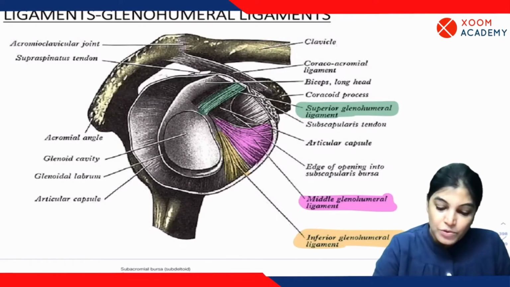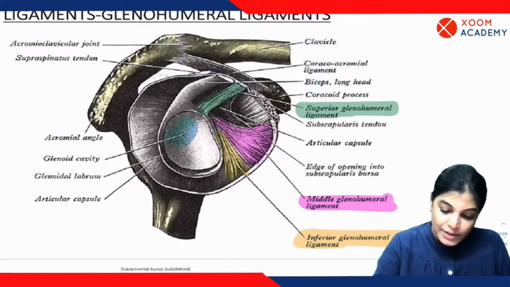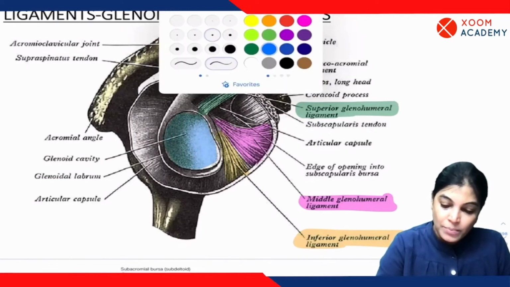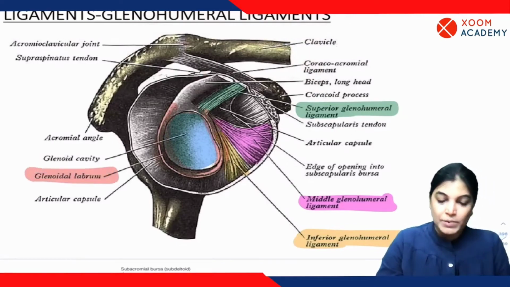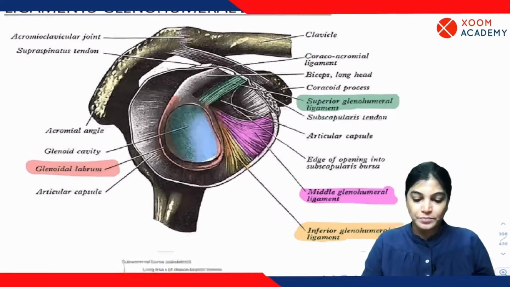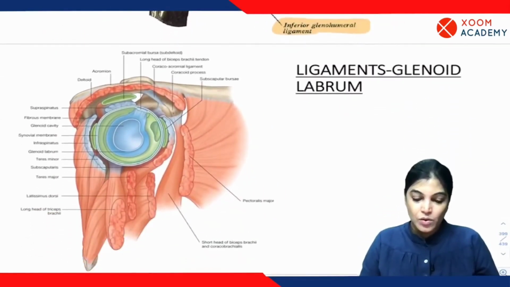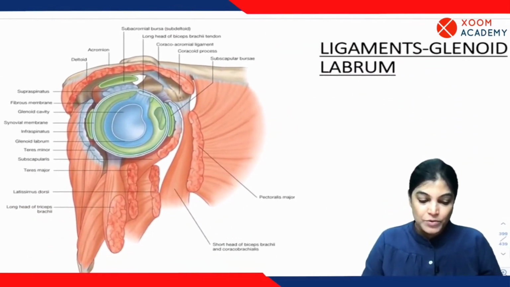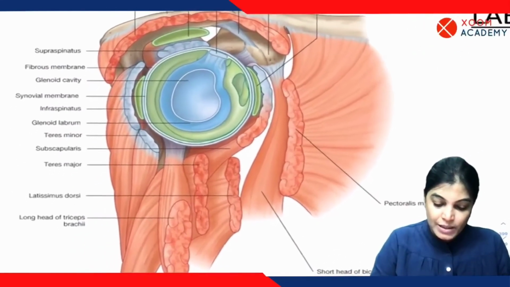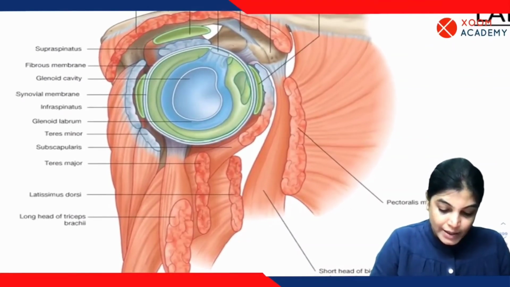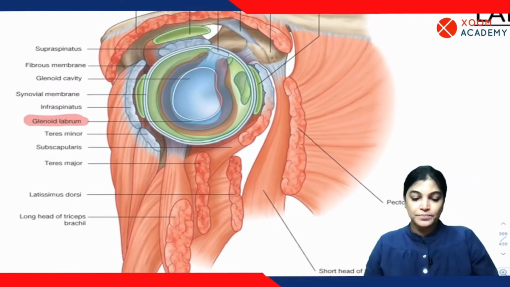In this diagram you can also appreciate the glenoid cavity, and on its periphery it has the attachment of glenoid labrum, which is further deepening the glenoid fossa. Let's see other ligaments also, and more of the diagram showing the glenoid labrum. If I enlarge this diagram you can clearly appreciate the glenoid labrum surrounding the glenoid fossa and deepening it.